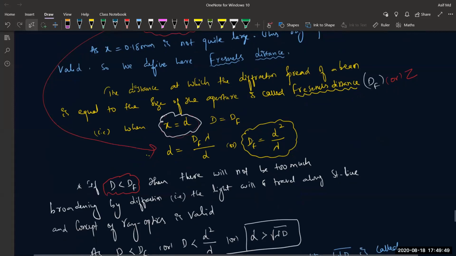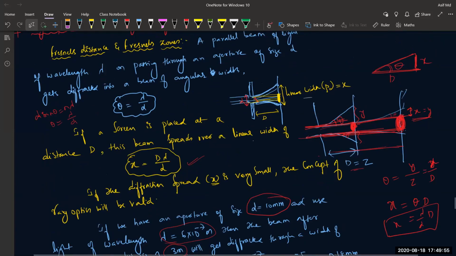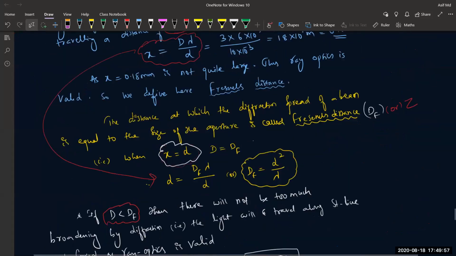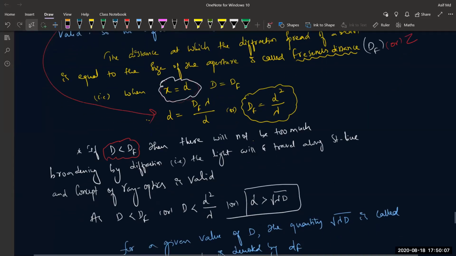Next condition. If your capital D is lesser than Fresnel's distance, what do you mean by that? Capital D is nothing but the distance between the screen and the slit. If that distance is lesser than the Fresnel's distance, then there will not be too much broadening by diffraction. That means light will be traveling along a straight line, and the concept of ray optics is valid.